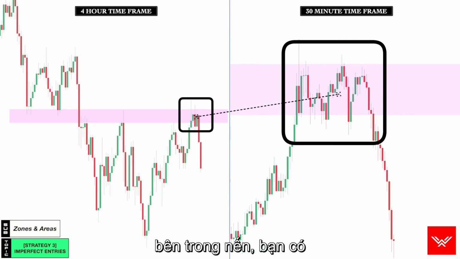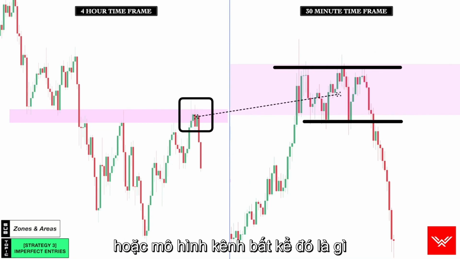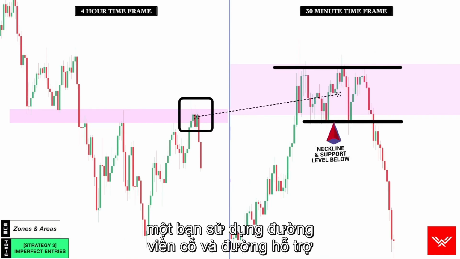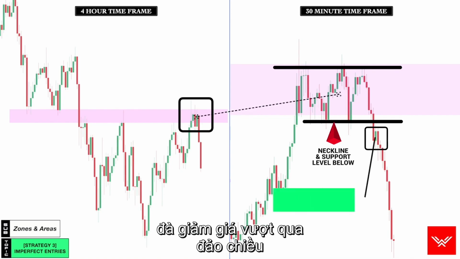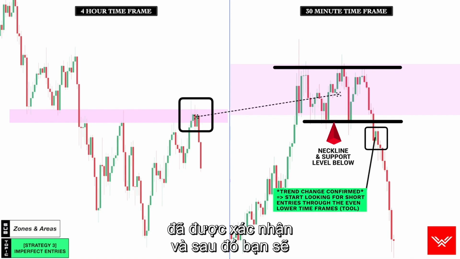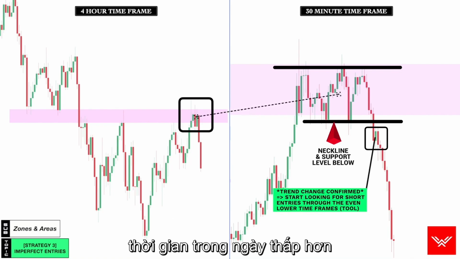So inside of the candlesticks, you could have viewed this as a head and shoulders pattern or a channel pattern. Regardless of which one you use, neckline and support line placed below, and once you had this bearish momentum candle break through, reversal confirmed, and then you would look for short trade entries through the even lower intraday timeframes.